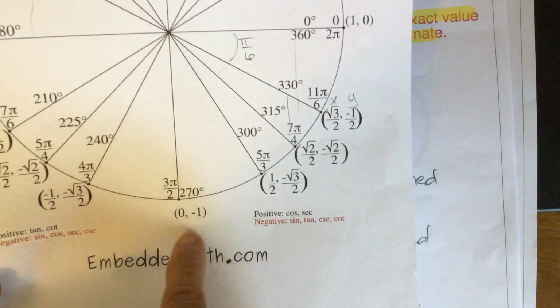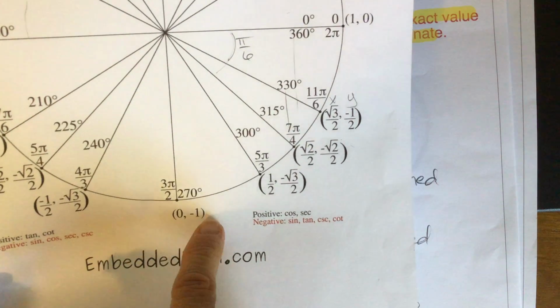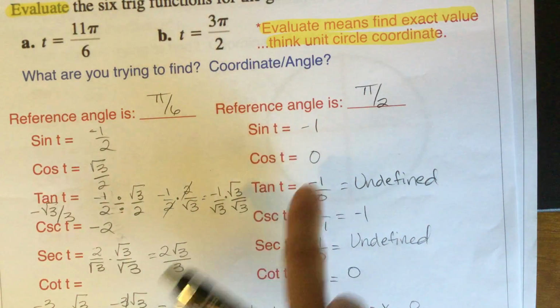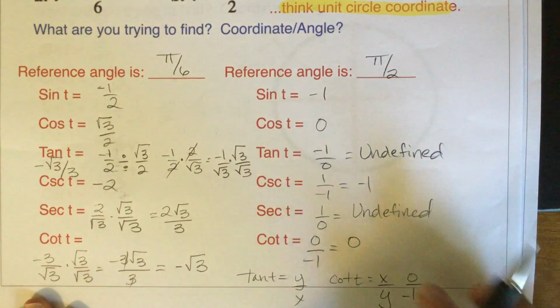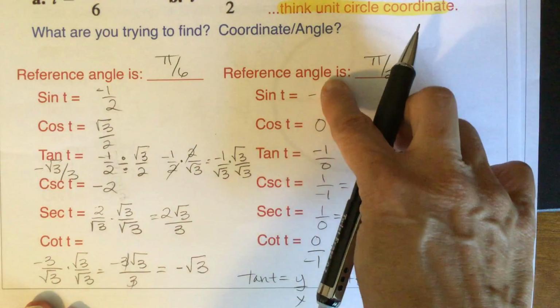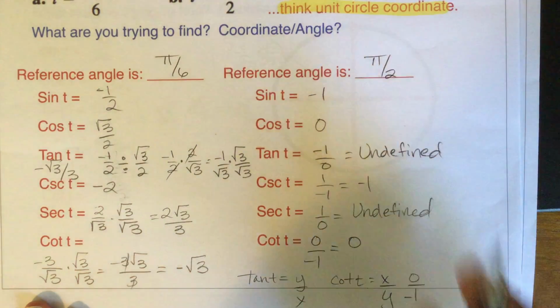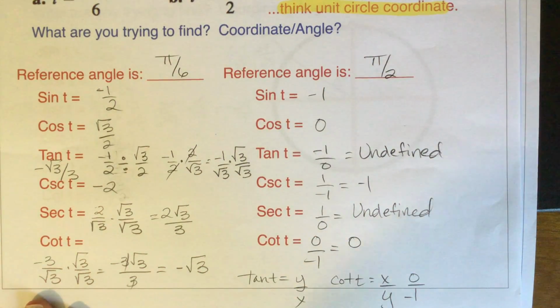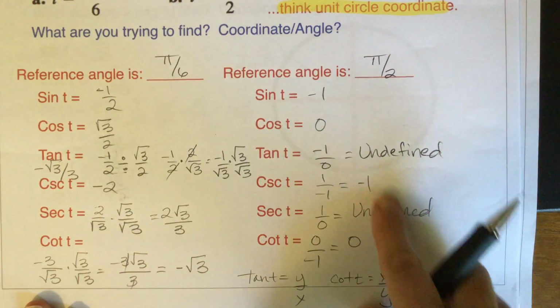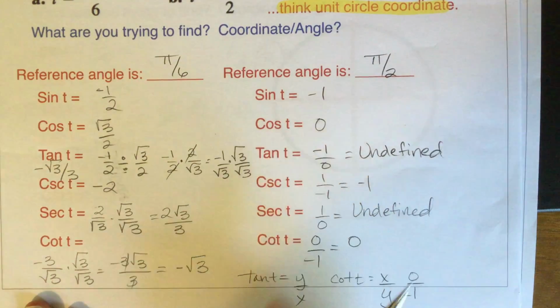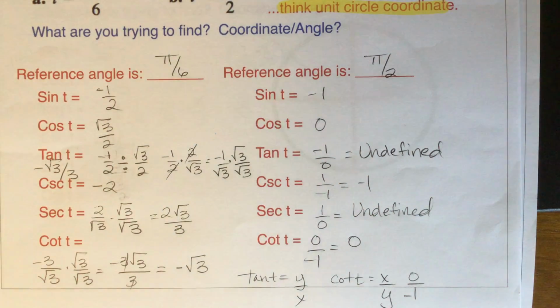So you can see your values here. Our cosine is 0 and sine is negative 1, and I filled those in. And then we get a couple of weird answers here because tangent is y over x, and when I divide by 0, I get undefined. Cosecant, again, is the reciprocal of sine, so it's just negative 1. And then secant, I get another undefined because cosine was 0.